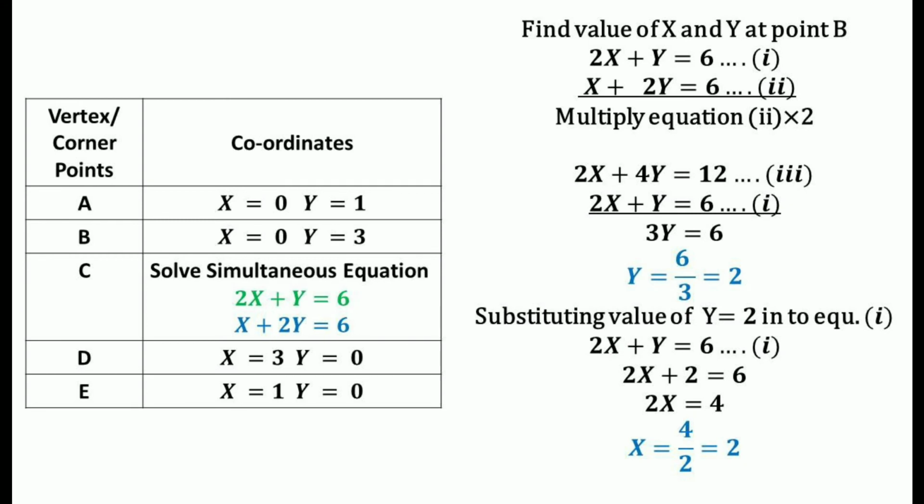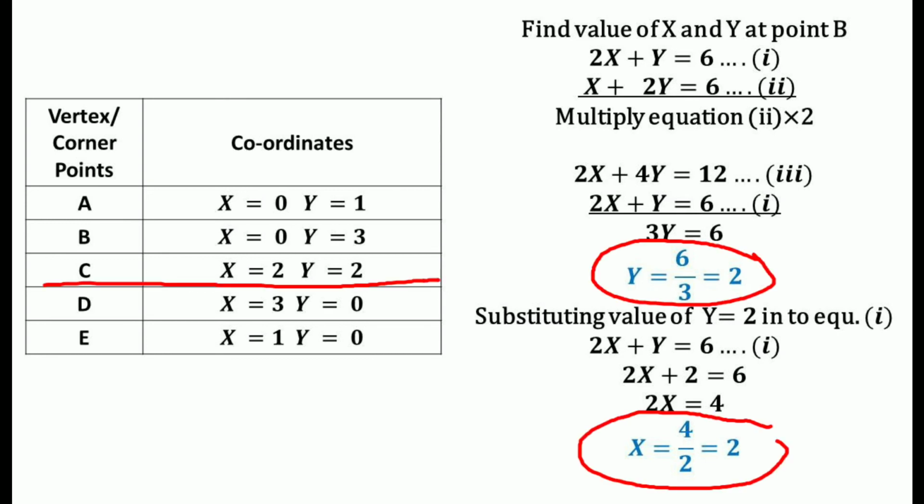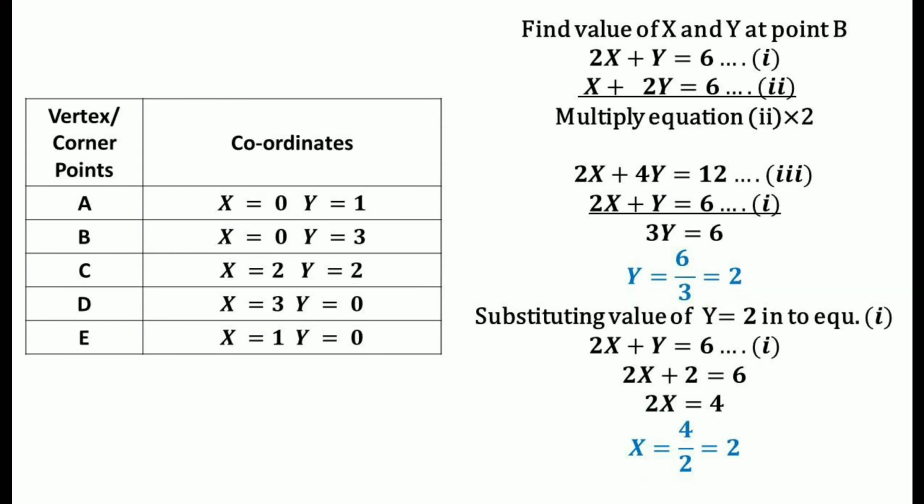Now substituting the value of y is equal to 2 into equation 1, which is 2x plus y is equal to 6: 2x plus 2 is equal to 6. Therefore, 2x is equal to 4, x is equal to 4 divided by 2, which is equal to 2. After solving the simultaneous equation at corner point C, we will get the value of x is equal to 2 and the value of y is equal to 2.